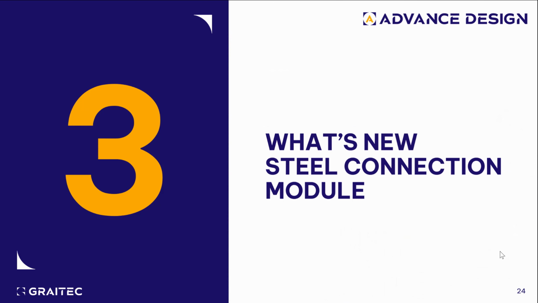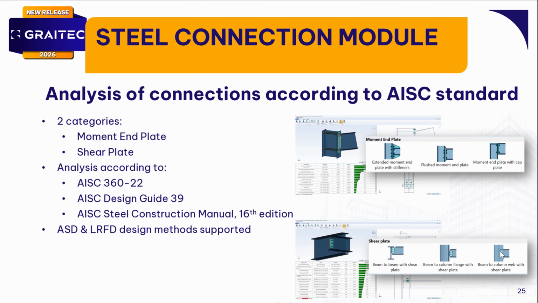Now let's cover what we have new in Advanced Design's steel connection module. There is a very important one here. Now in Advanced Design, we can actually design steel connections according to American standards. And again, this is a feature that we have developed for US, but we are working on that to also make it work for Canadian codes. So for now, we have two main categories of steel connection design. We have end plate moment connections and also the shear plate.